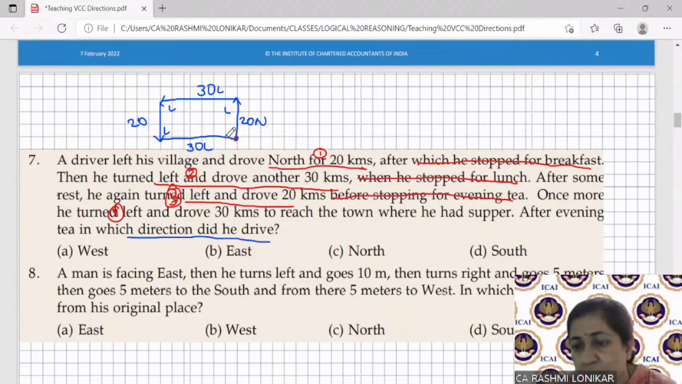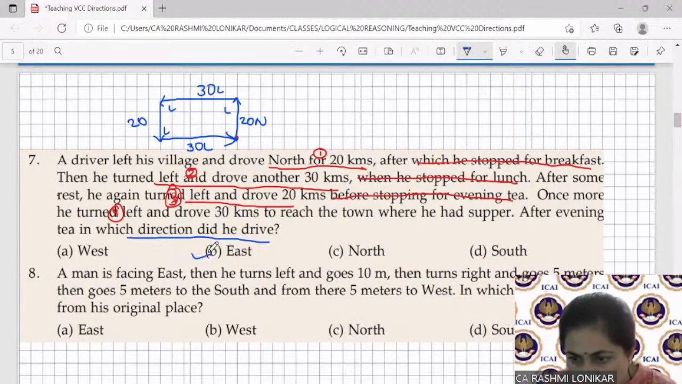They are not asking in which direction he is from the starting point. They're just asking where he is moving. So which direction is he moving towards? His right. Moving towards the right means what? He's moving towards the east. So east will be the answer.